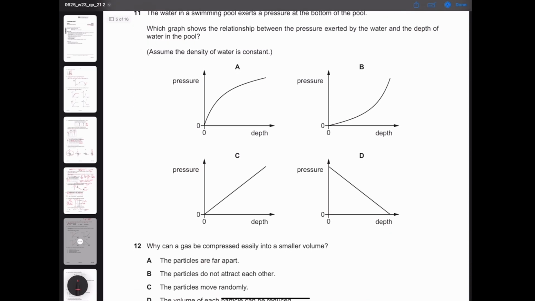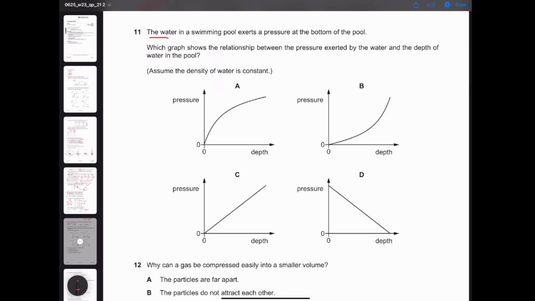The water in a swimming pool exerts pressure at the bottom of the pool. Which graph shows the relationship between pressure exerted by the water and depth of the water in the pool? Assume the density of water is constant. We know that pressure inside a liquid is given by rho into g into change of height, right? Now they're telling you to take this as constant and g is already a constant.